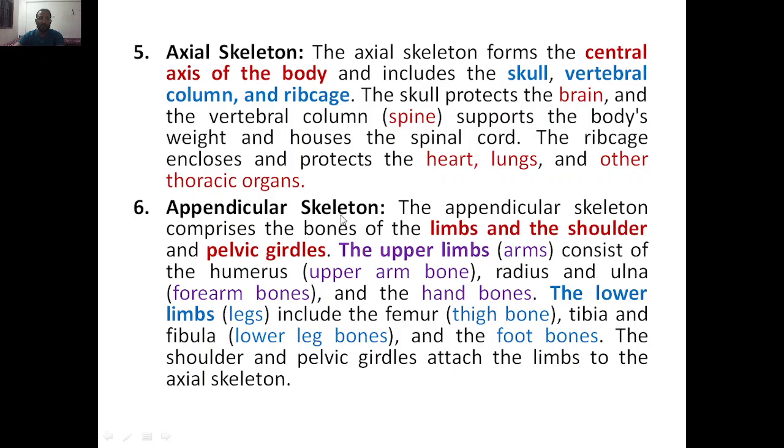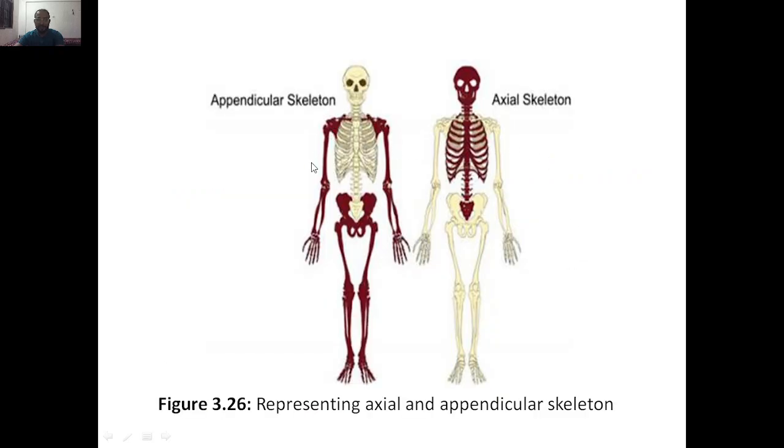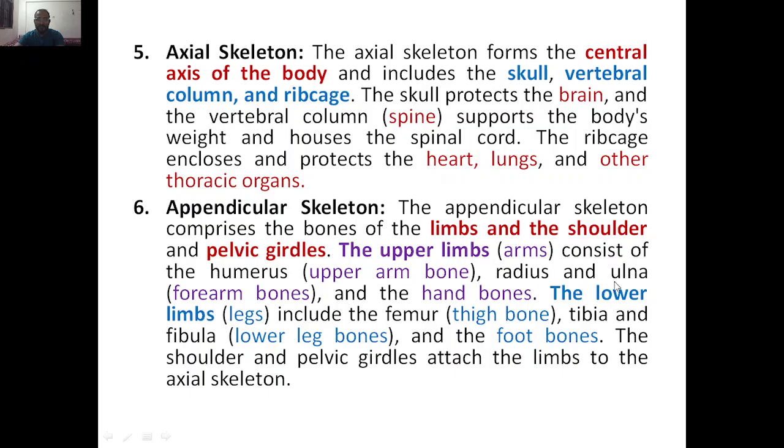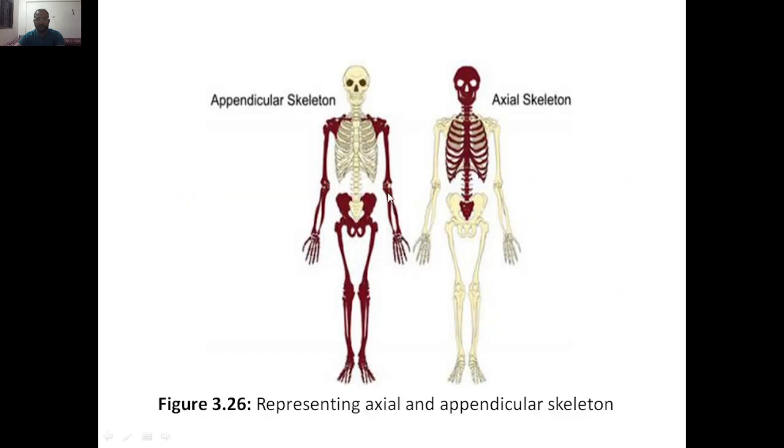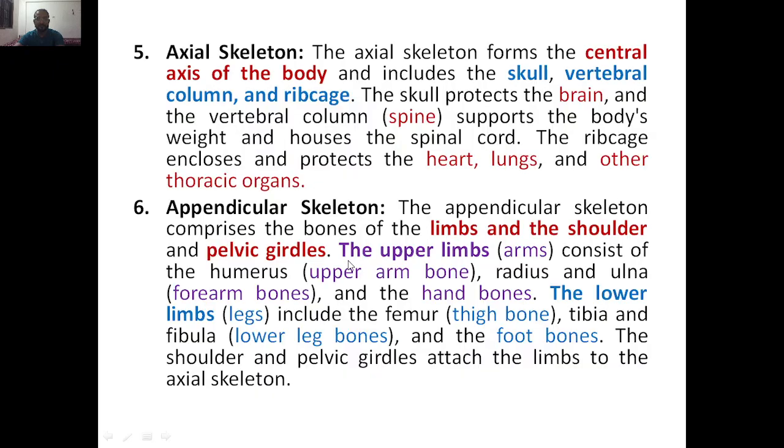Then speaking about appendicular skeleton. Appendicular skeleton is nothing but the outer part. Okay, it comprises bones of the limbs and shoulder and pelvic girdles and all. We will see the upper limbs, that is arms, consist of humerus. Humerus is nothing but the upper arm. So on this part. And then we are having the radius and ulna, that are called forearm bones. So these are forearm bones. Next we are having the hand bones.